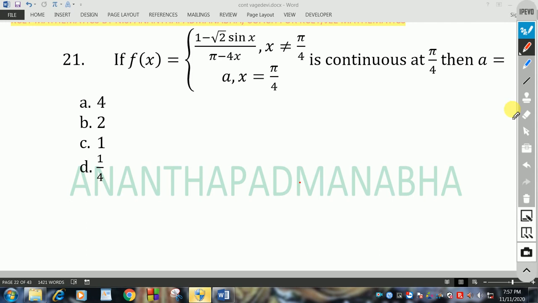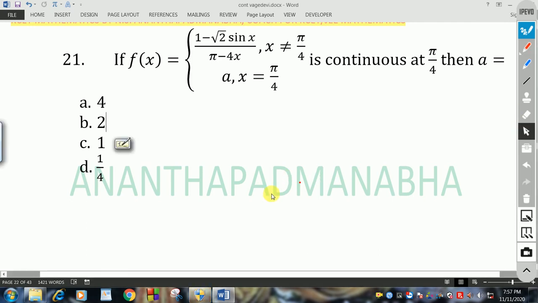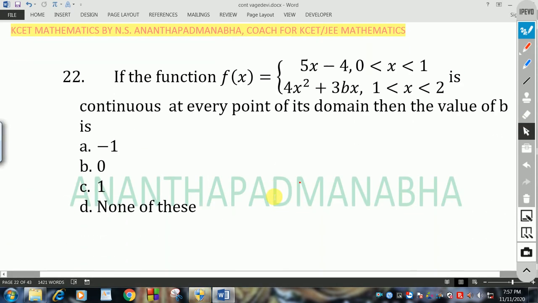So now I hope you are very much familiar with the problems on continuity. So this helps you to score 4 marks in board examination also. So you can observe this question again. It is continuous at every point of its domain.